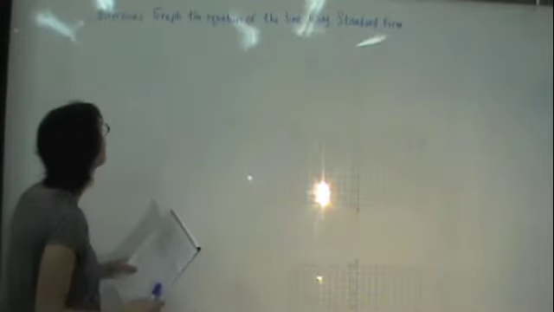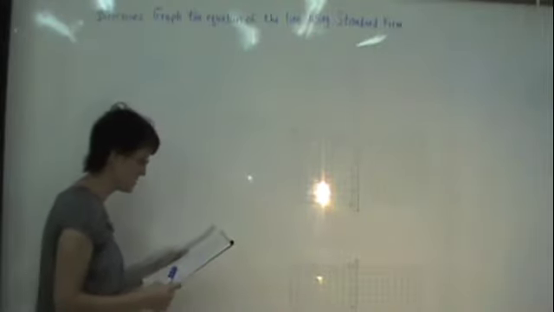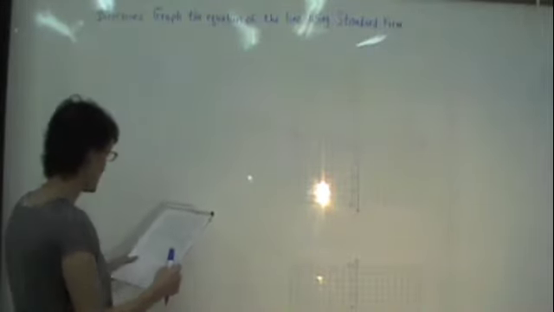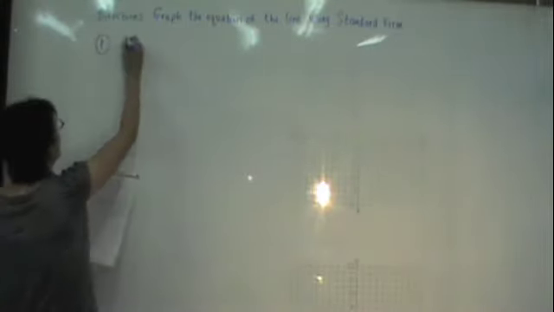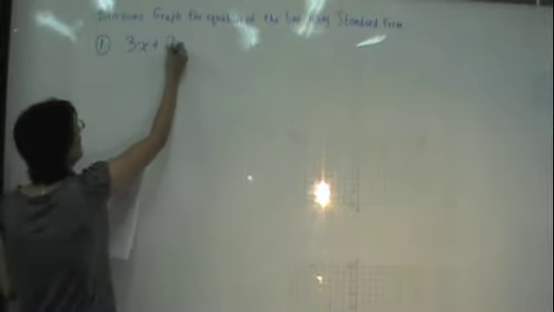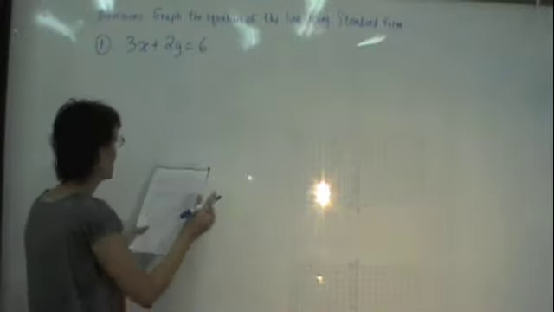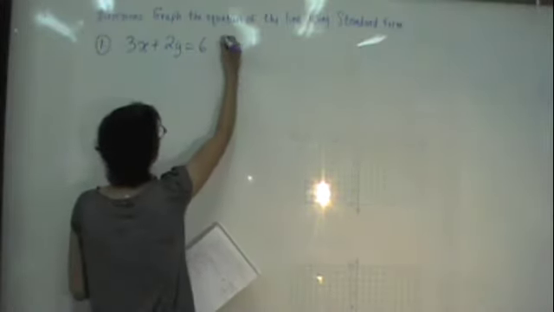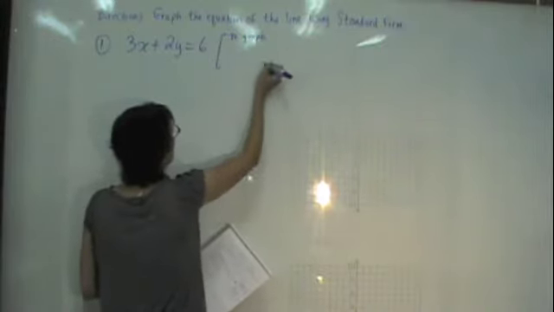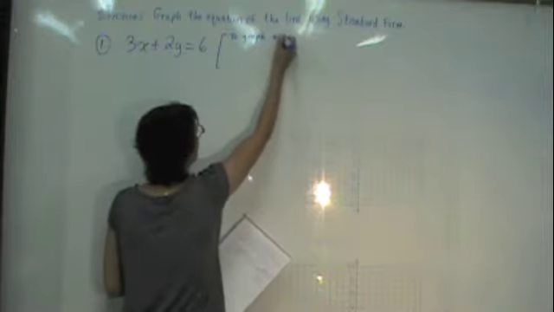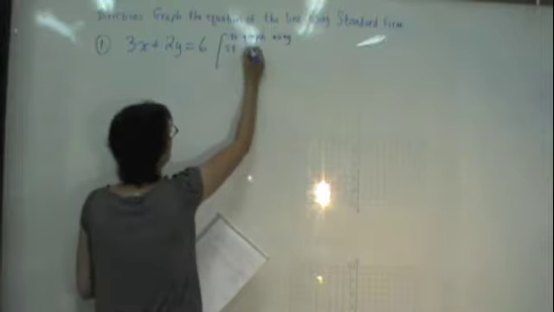Okay, so your directions here are graph the equation of the line using standard form. So to begin with standard form, I'm going to give you an example here. So this will be 3x plus 2y is equal to 6. Okay, and then over here, I'm going to write what you're going to do here. Okay, so to graph using standard form, I'm going to abbreviate this ST form.